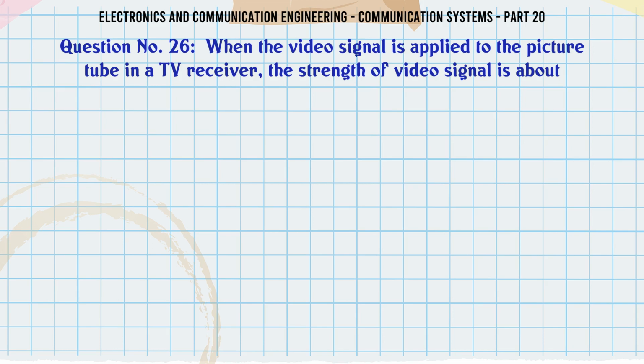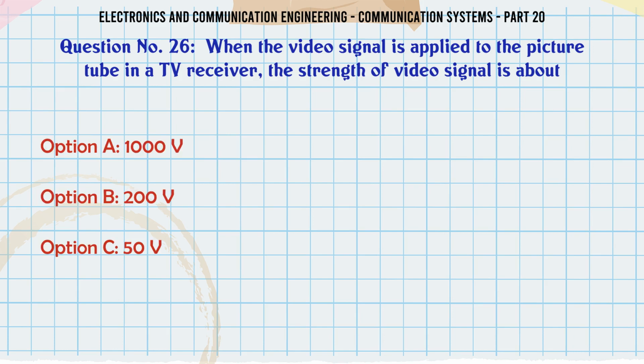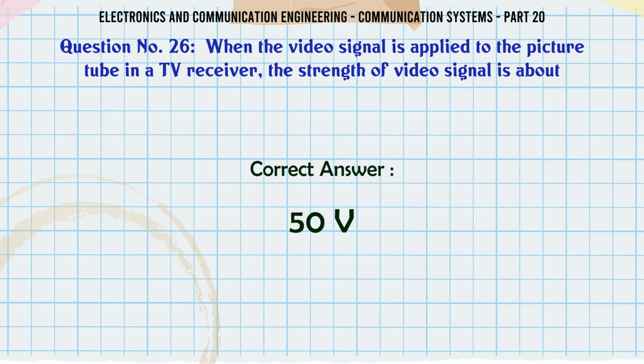When the video signal is applied to the picture tube in a TV receiver, the strength of video signal is about A. 1000 V, B. 200 V, C. 50 V, D. 1 V. The correct answer is 50 V.